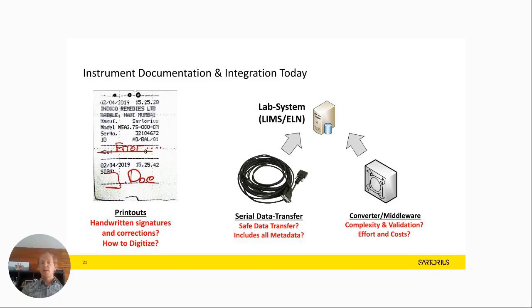That means in the past, we had the hand printout. If we did something wrong, we struck it out, gave a short comment, maybe with your initials, that's it. That is one way to do it. Another way is to have the safe data transfer into your LIMS system, or the metadata, or an instrument completely integrated into your system, into your network. The other way is to connect an instrument to a middleware or a converter.